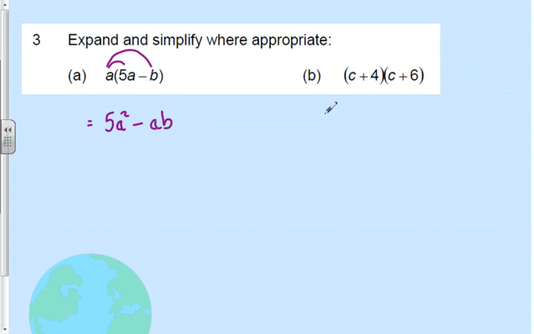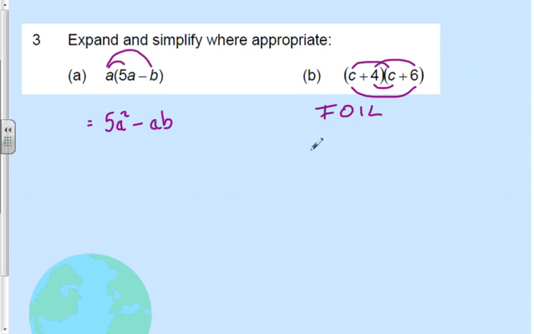For b, we're going to use FOIL. We've got c plus 4 brackets c plus 6. Now FOIL gives us our first, our outside, our inside, and our last. And we can draw our arcs in here. The firsts multiply together, the outers multiply together, the inners multiply together, and the lasts multiply together.